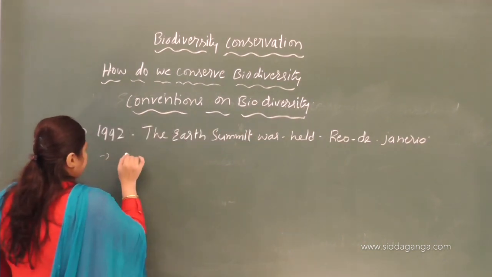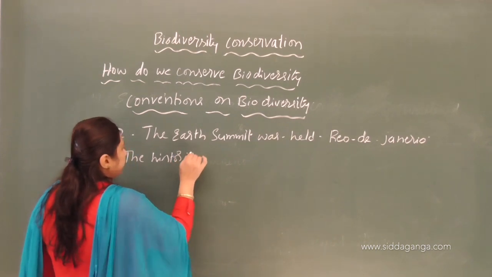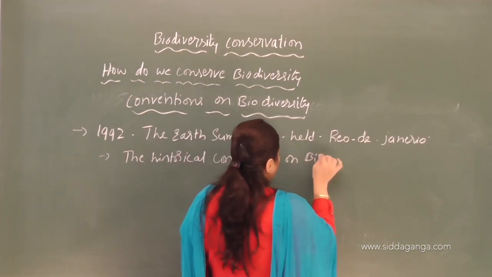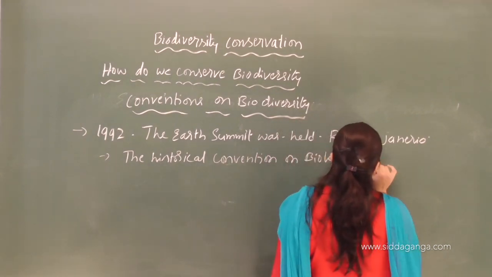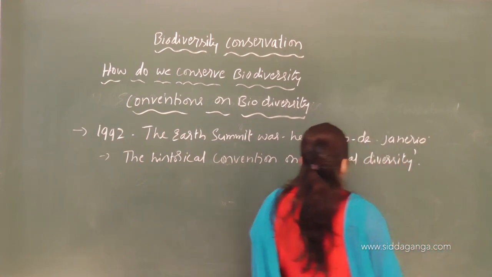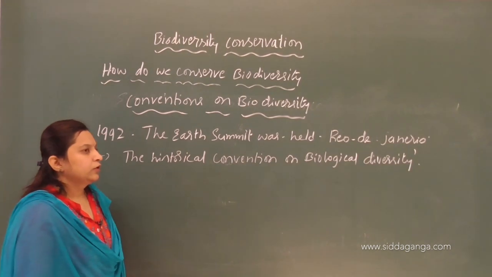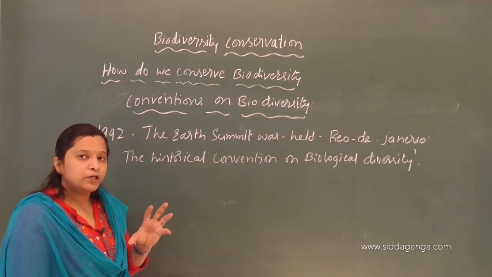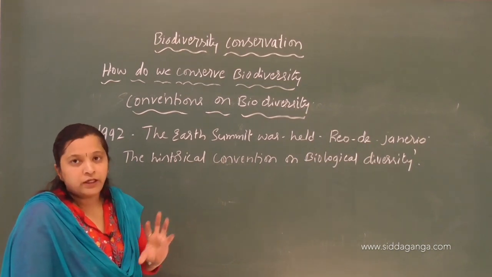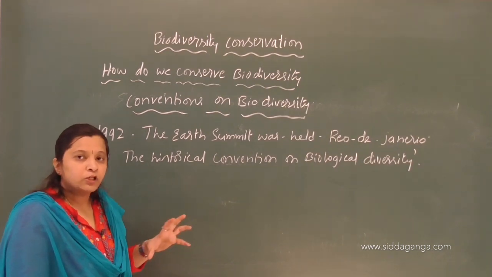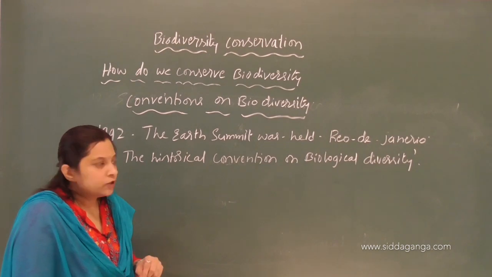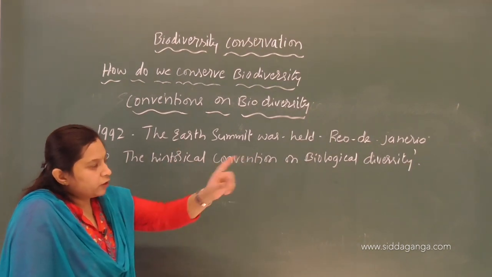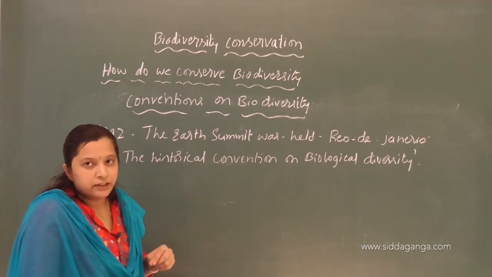So they promoted the historical convention on biological diversity. Biodiversity conservation is not the responsibility of one or two nations, but of all the nations, right? Because biodiversity has no political boundaries. So with regard to that, in the year 1992, the Earth Summit was held at Rio de Janeiro. That is the historical convention on biological diversity.